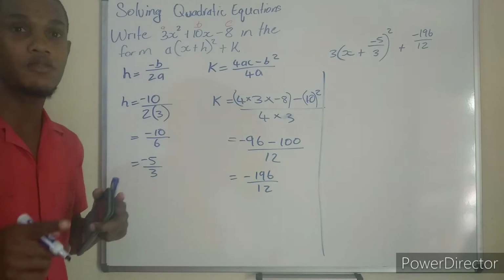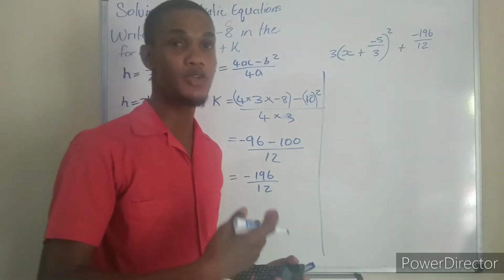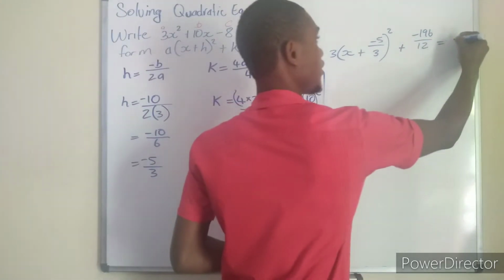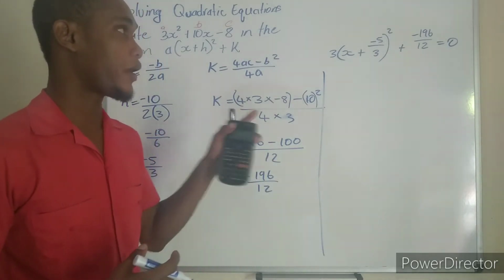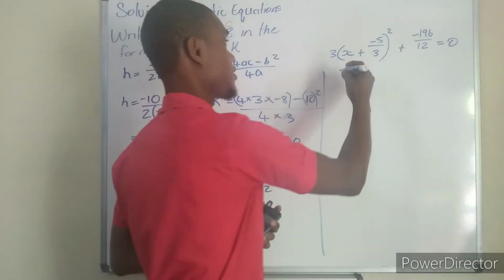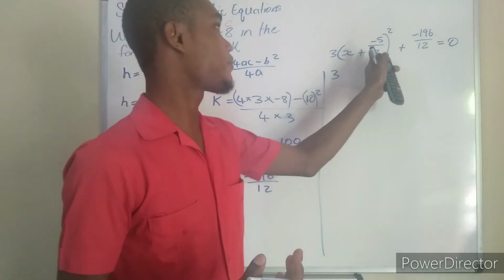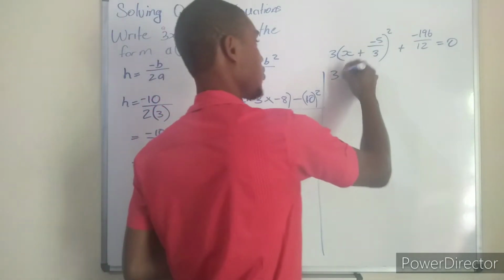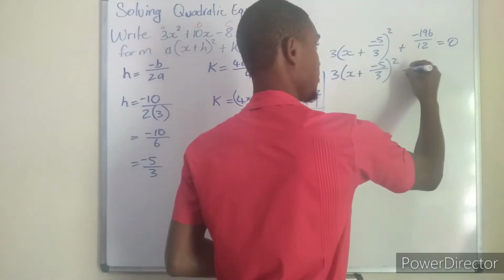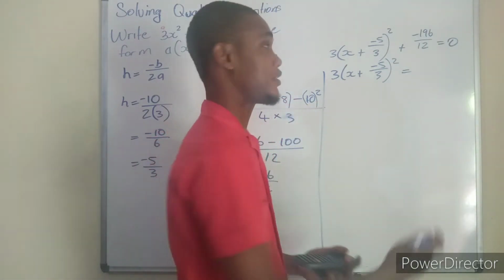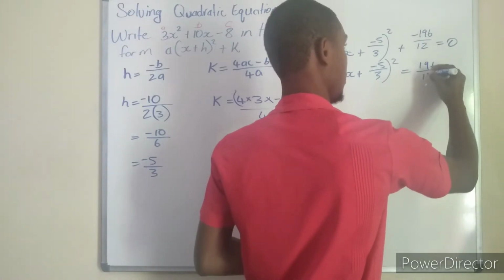Now, if you're supposed to solve the quadratic equation, it means that you now need the value of x. For you to get the value of x, you will have to equate it to 0, and then solve for your variable x. You're doing everything to reverse the operations to get the variable by itself. So 3, open bracket, x plus negative 5 over 3, all squared must be equal to, all of this was negative 196, so this will be equal to positive 196 over 12.